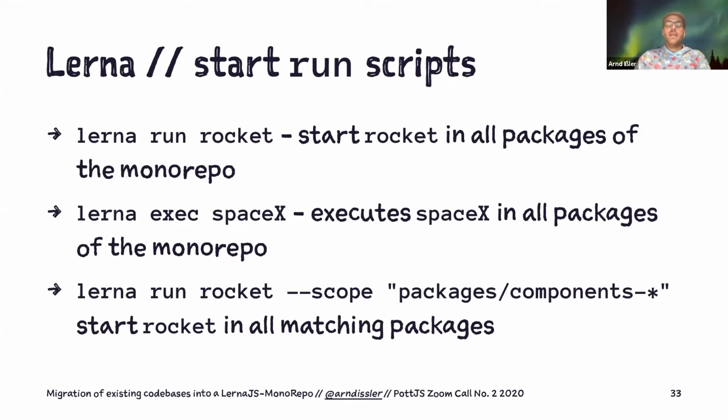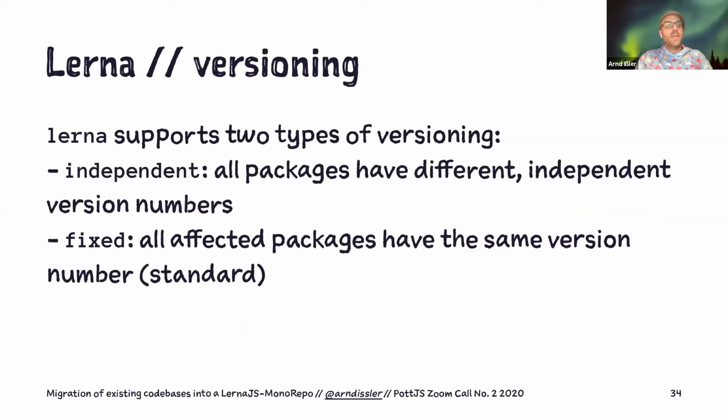And you can also say in which specific packages you want to run a script. You can use a globbing pattern for this, like lerna run rocket with the scope parameter, and say, for example, you want to start the rocket in all component packages, and use the star there to say it has to start with components-, and then it will run the rocket there.